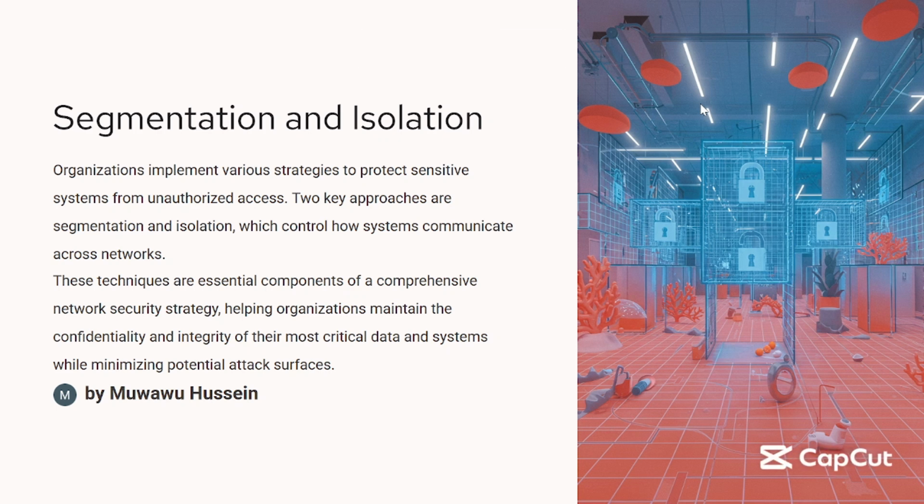So finally, as the last method of data protection, we are going to look at segmentation and isolation. Organizations implement various strategies to protect systems from unauthorized access, and segmentation and isolation are some of the key approaches used to control how systems communicate across networks in order to protect our data.